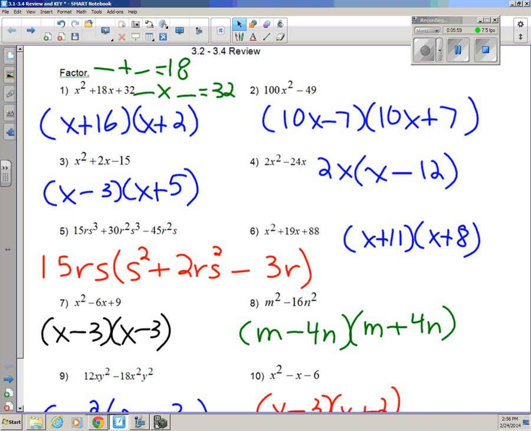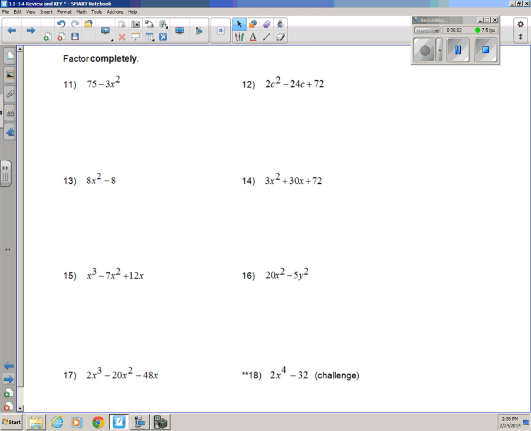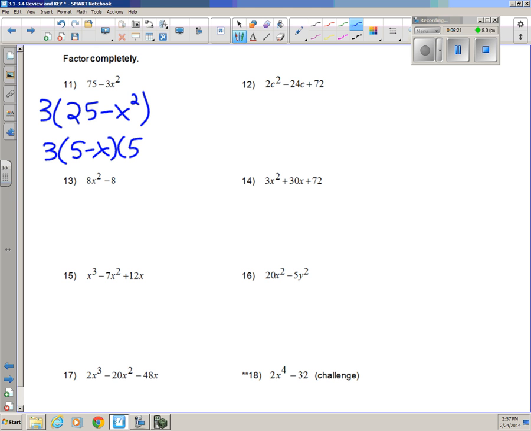What makes this back page different is now the instructions say factor completely. That means it's GCF and then either DOTS or IAM. So I'm always looking for GCFs first. In this case, the GCF is 3. What's left over is 25 minus x squared, which is a DOTS. So it becomes 3, 5 minus x, 5 plus x. GCF cannot be left out of your final answer.